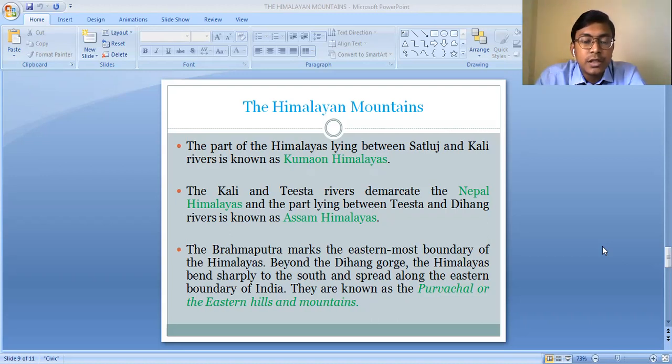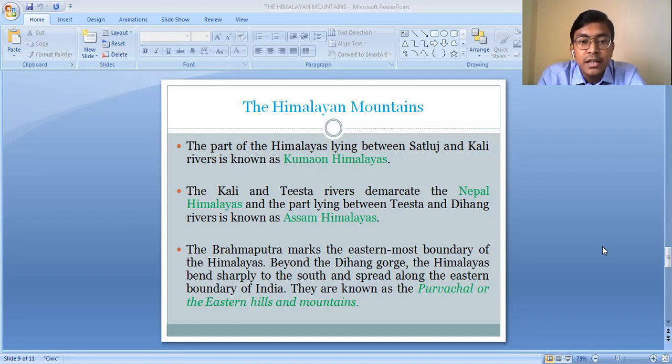The next part. The part of the Himalayas lying between the Satluj and the Kali River is known as the Kumaon Himalaya. Basically, the state of Uttarakhand and some parts of Himachal Pradesh lie in this region. The Kali River flows through Nepal.